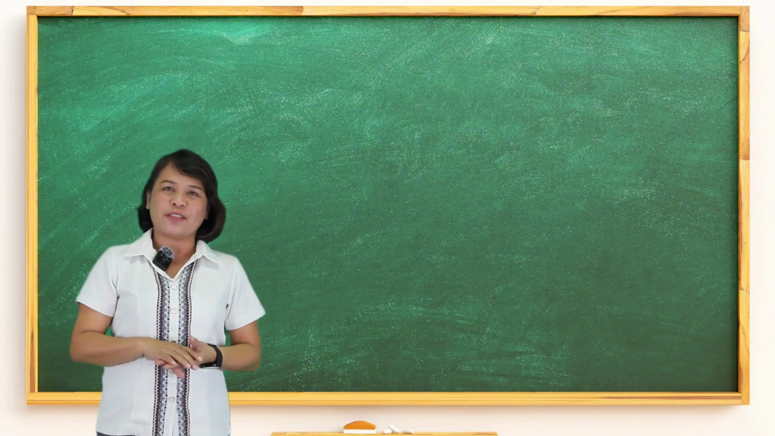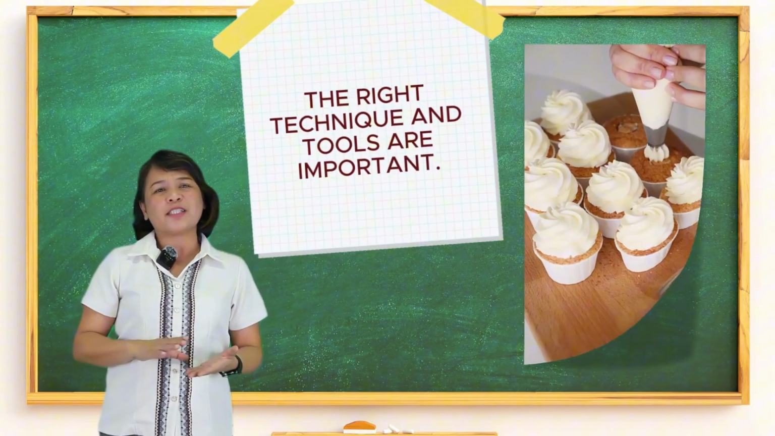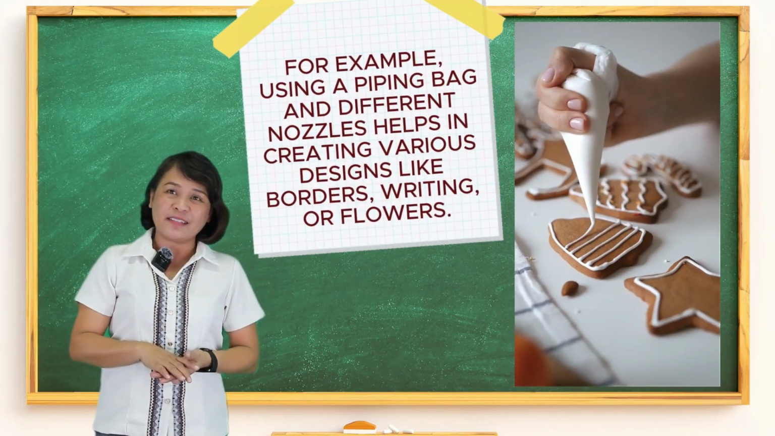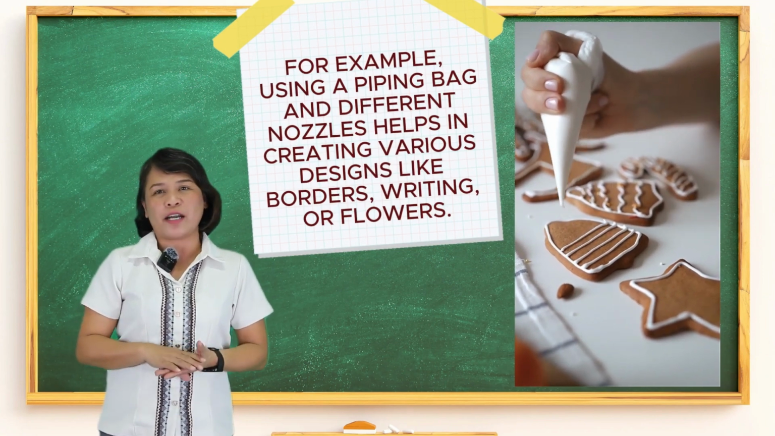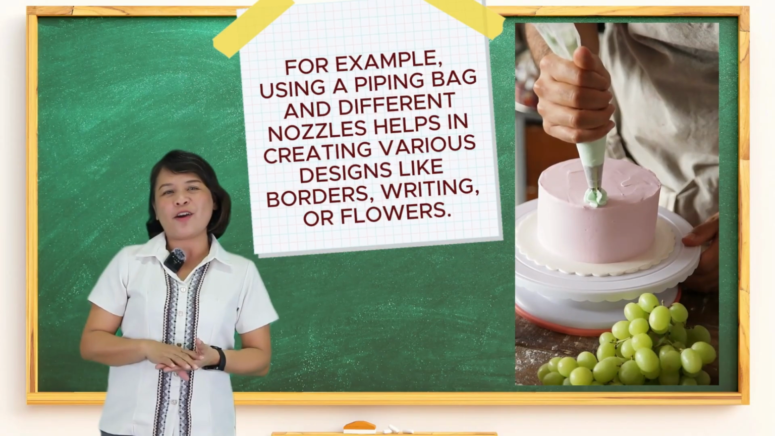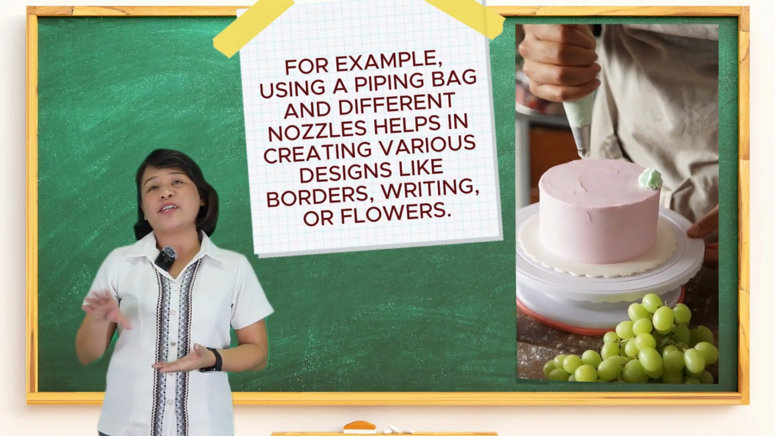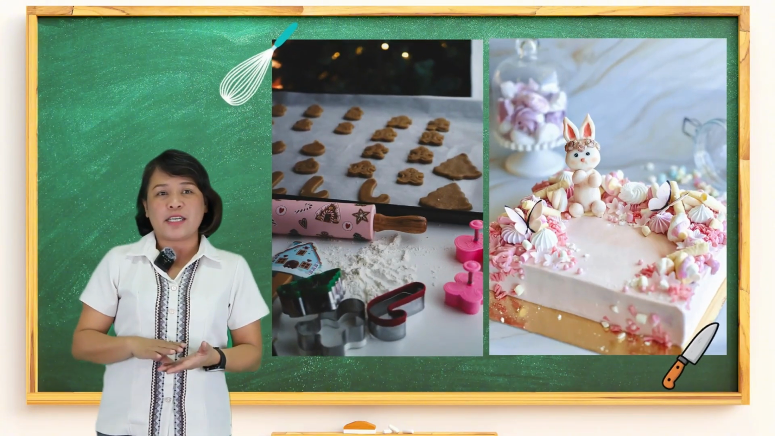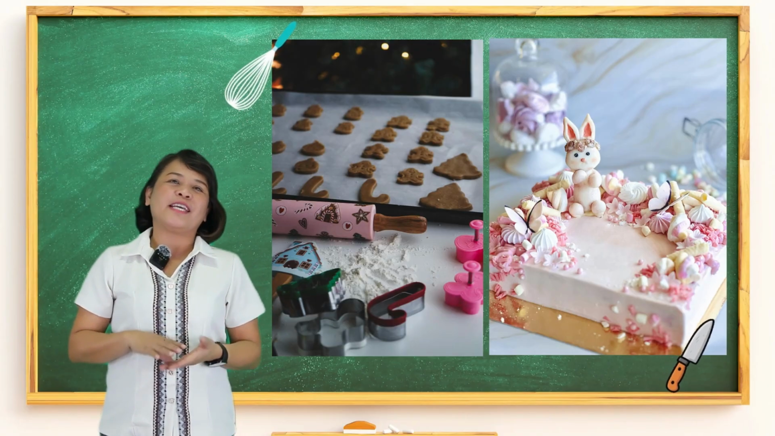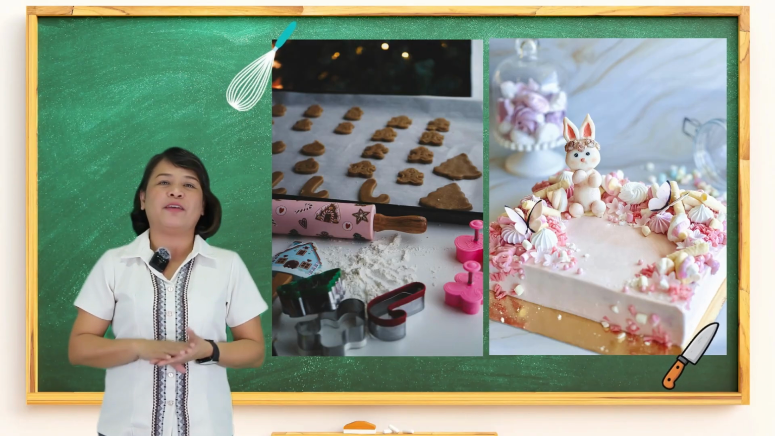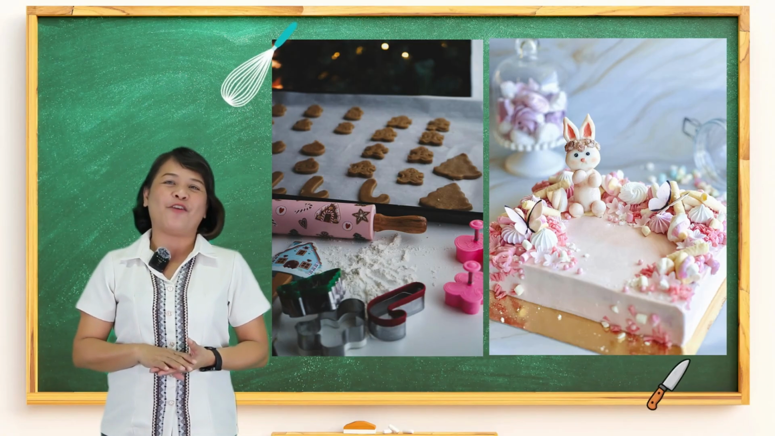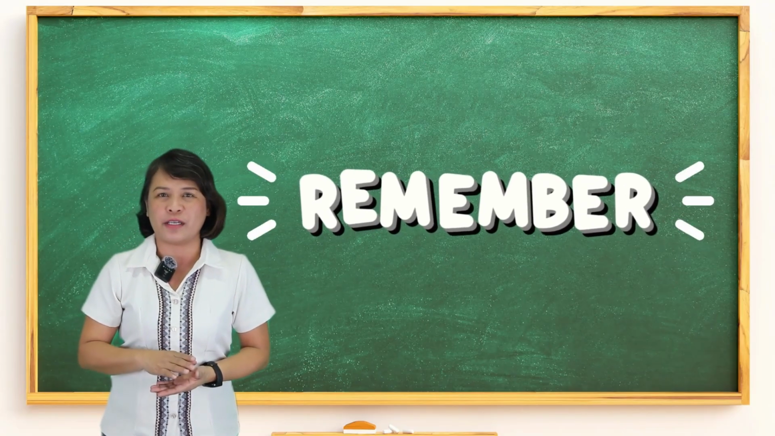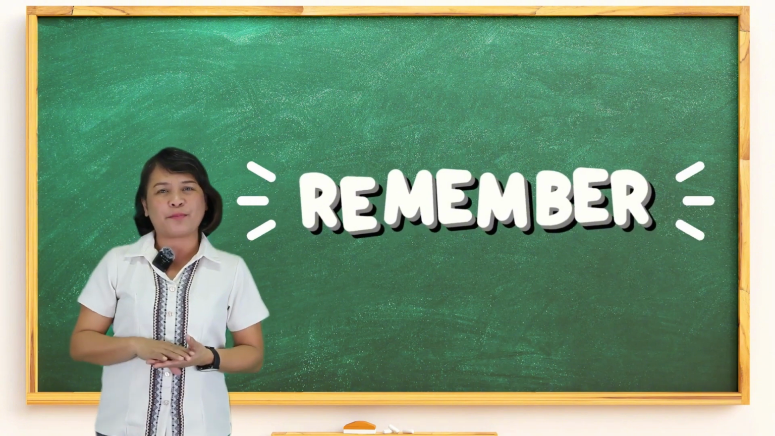Now, let's proceed to the steps in decorating a cake. The right technique and tools are important. For example, using a piping bag and different nozzles helps in creating various designs like borders, writing, or flowers. On the other hand, fondant or marzipan is used for more detailed sculpting, cutting of shapes. The equipment in your workspace must always be clean to prevent contamination and ensure the quality of your cake. Remember, knowledge of the correct technique is temporary if it's not carried out with cleanliness and professionalism.